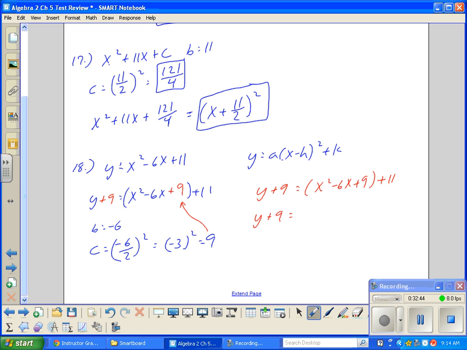So the b over 2 was negative 6 over 2, which is negative 3. So x plus negative 3, or just x minus 3 squared, plus 11. And then move that 9 over by subtracting it. So we have y equals x minus 3 squared plus 2.